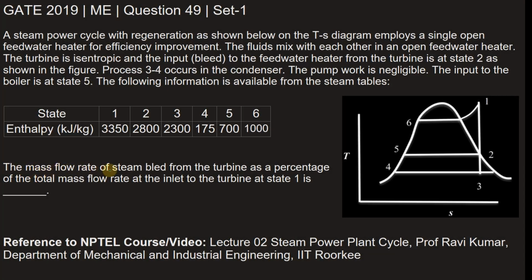So the mass flow rate of steam bleed from the turbine as a percentage of the total mass flow rate at the inlet of the turbine at state 1 is, so this bleed mass flow rate of steam is M1 and total mass is M, so in percentage we got the answer to be 20%.